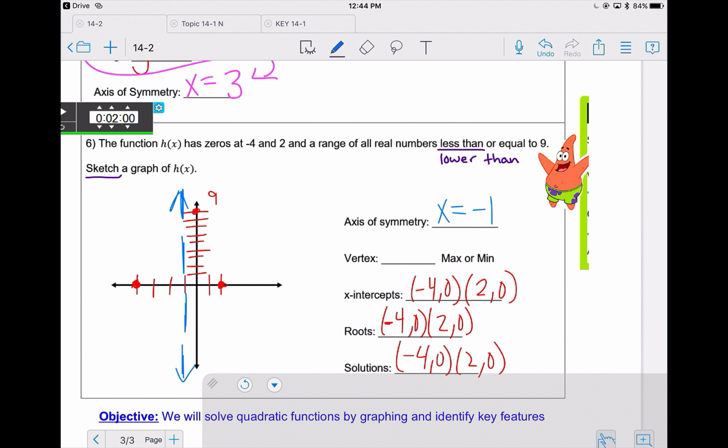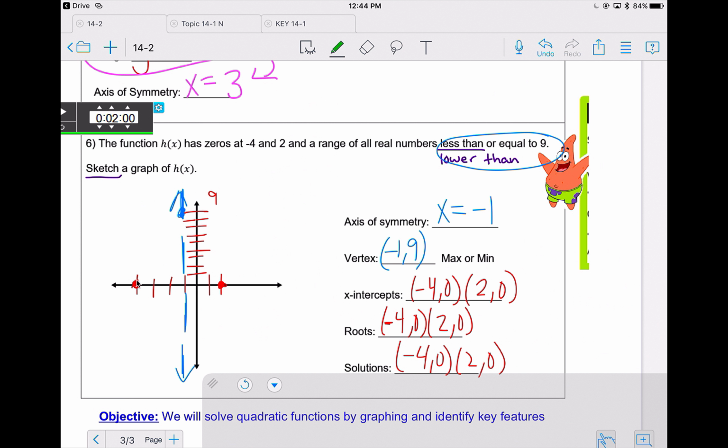Now remember, your axis of symmetry goes through your vertex. So my vertex can't be any bigger than 9. So that means 9 would have to be my max. Okay, so this 9 that I drew is not indicating the vertex. It's just showing you that's the highest point. So the highest point is always your vertex.